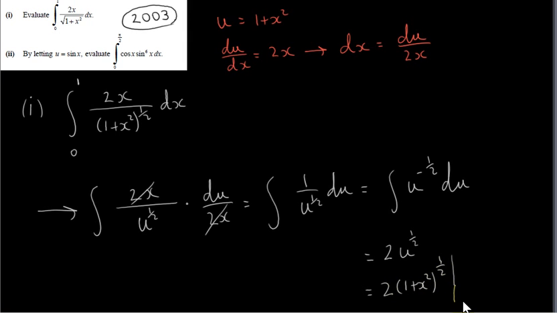And our limits are 0 to 1. So we plug 1 in for x, and what do we get? We get 1 plus 1 is 2. We get 2 to the power of a half, which is the square root of 2, so we get 2 times the square root of 2 there. Then we have a minus sign, then we plug 0 in for x, so we get 1 plus 0, which is 1. 1 to the power of a half is 1. 1 to the power of anything is 1, so we get 2 times 1, which is 2. So we get 2 root 2 minus 2, which you can write as 2 times root 2 minus 1 if you want.